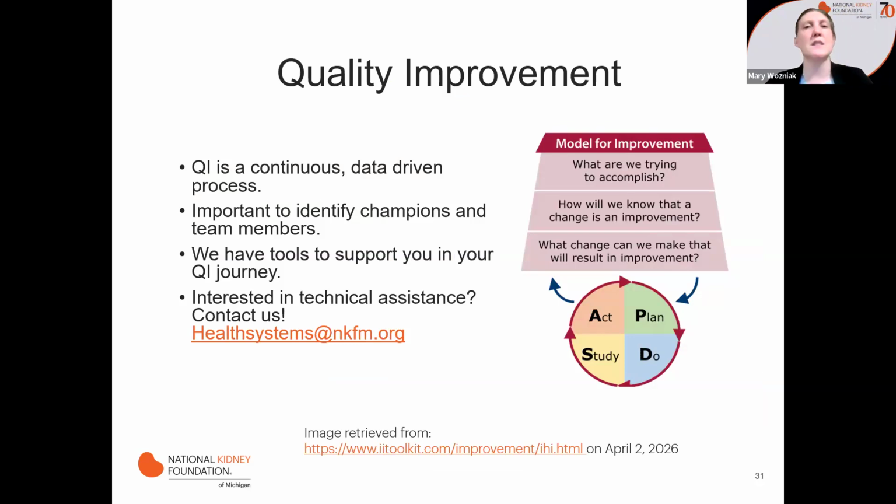The first question you're really asking is, what are we trying to accomplish, or what problem are we trying to overcome? How will we know if that change is an improvement? So really using a data-driven approach to see where we are now, where we want to be, and how we are going to measure that. And then deciding, after you've analyzed what the problem is and what the root cause is, what change can we make that might result in an improvement?